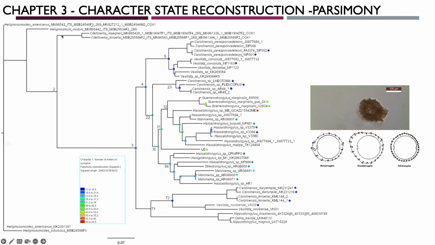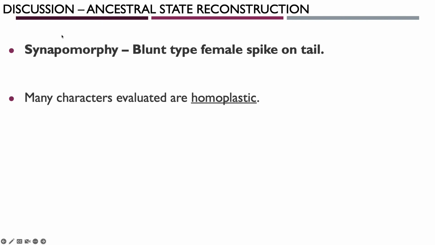This is pretty homoplastic. Carolinensis is typically described as having about 12 ridges. Well, Carolinensis here has 12 ridges. Hassostrongylus has 12 ridges. Carolinensis up here has 12 ridges. There's no consistency at all throughout all of this. So it's pretty homoplastic, not a great tool for organizing these worms.